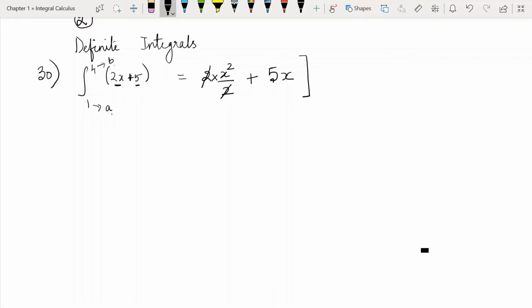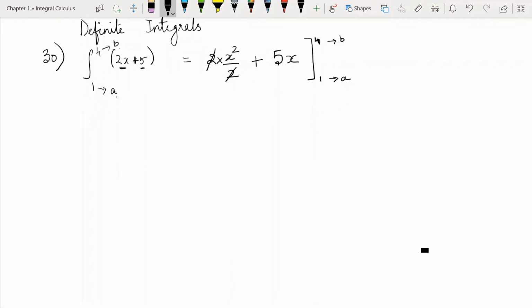After we integrate both the terms, we put this kind of a bracket and then we write 1 to 4. Like I told you, this is A and this is B. Then what do we do? We substitute B and do B minus A. We first take B and substitute, then we substitute A and then we subtract the two. So let's do that now.